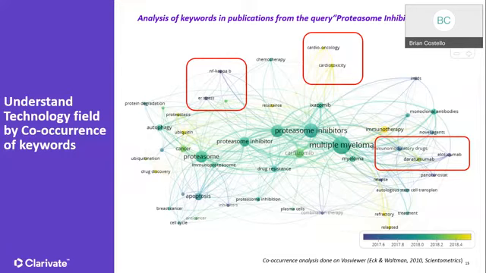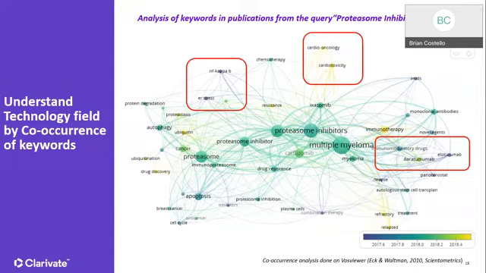So what I have done on VOSviewer is I have uploaded the publications on proteasome inhibitors and I have chosen the top 1,000 publications in terms of citation impact in a particular time range. The time range is 2017 onwards. And then I have created a co-occurrence. So I have tried to see how the different keywords are appearing in that particular data set and how they are related to each other.